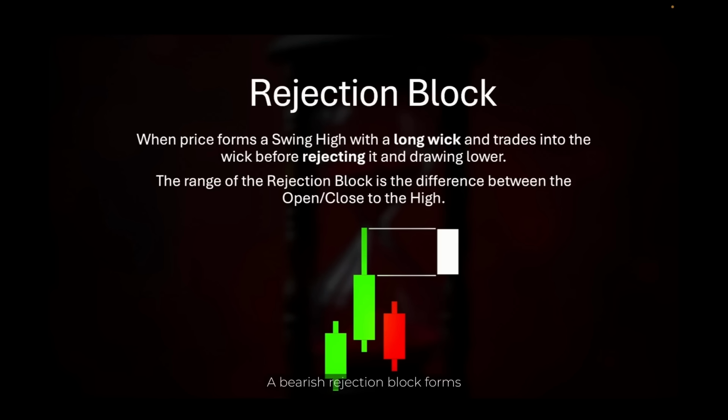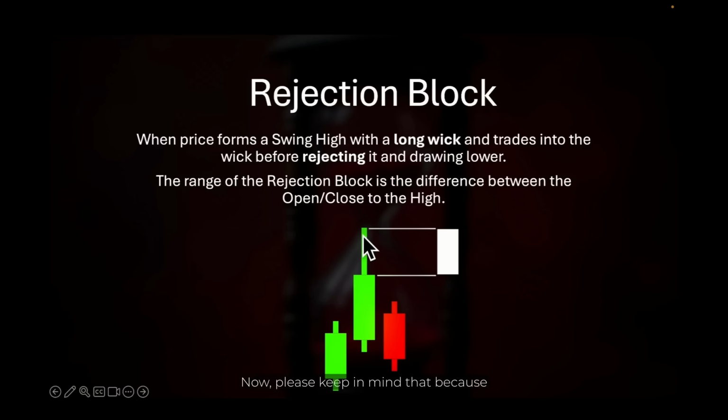A bearish rejection block forms when price forms a swing high with a long wick and trades into the wick before rejecting it and drawing lower. The range of the rejection block is the difference between the open or close of the final candle of the swing high formation to the high. Meaning inside of this example, what you can see is that price expanded higher and we saw the market eventually form this long wick, and the range of the rejection block is the price range between this candle's close to the high of this candle.